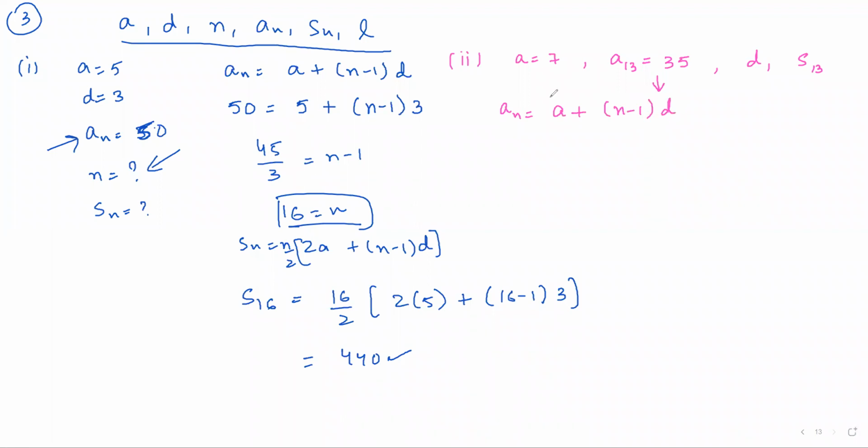Okay, so I know A13. So A13 will be A plus 13 minus 1 into D, right? So A13 is already given as 35. A is given, 7 plus 12 into D. So from here I can find my D, right? 35 minus 7 is 28. So 28 divided by 12 is equal to D.